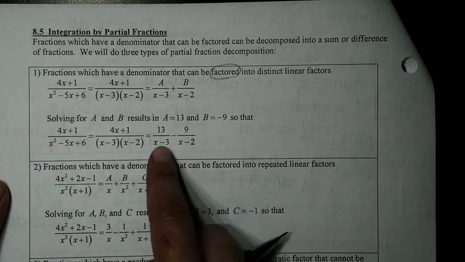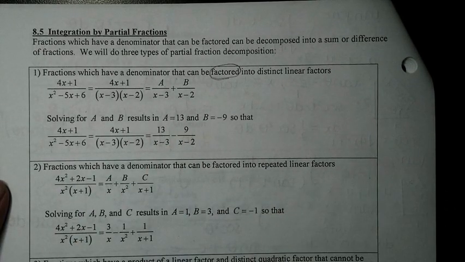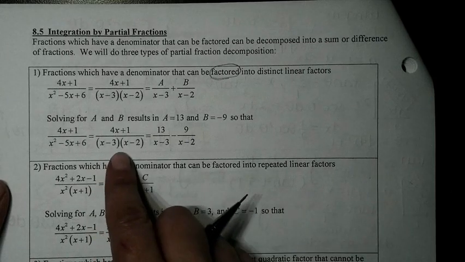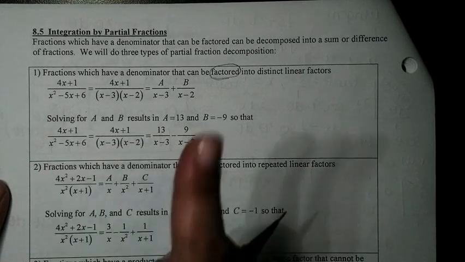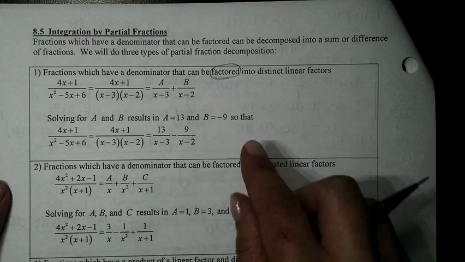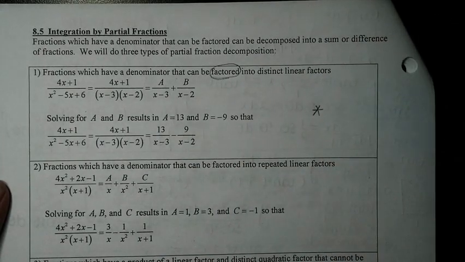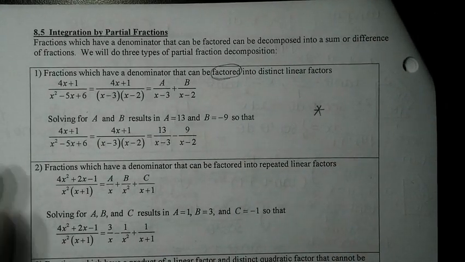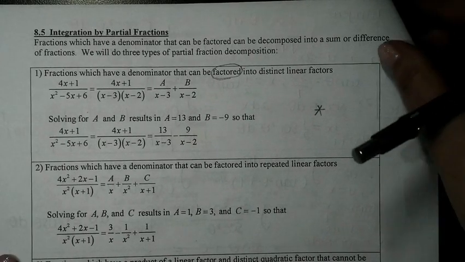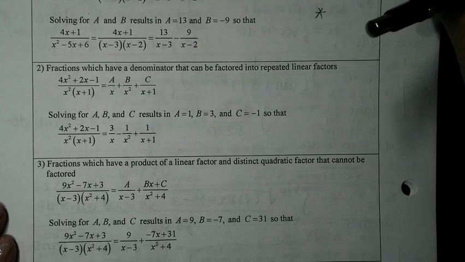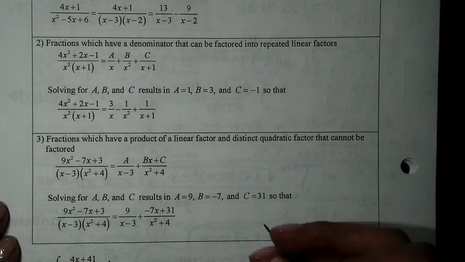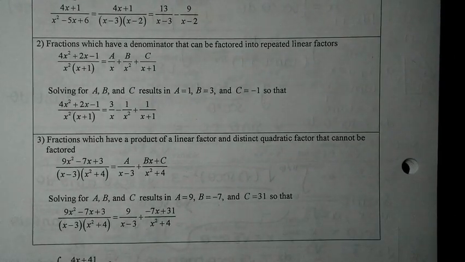So as you can see, the two factors are different, and they are linear. Why linear? Because the exponent of each factor is 1. So this is the case that we're going to focus on, the most important one. There are another two cases that we are not going to focus on, but I'm going to show them to you in case you see them when you are doing integrals.